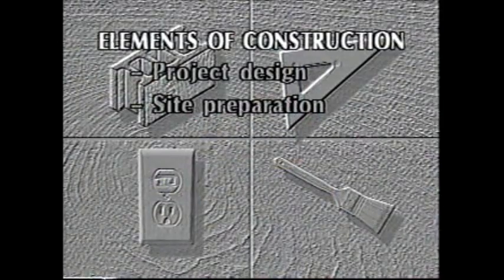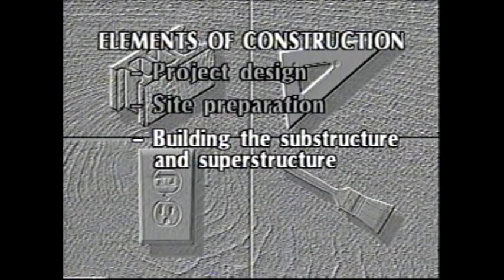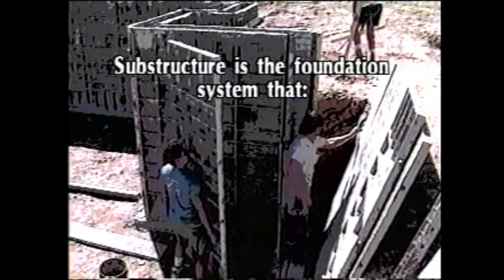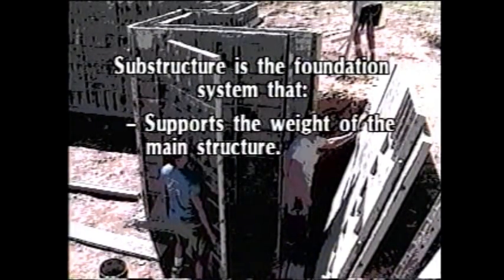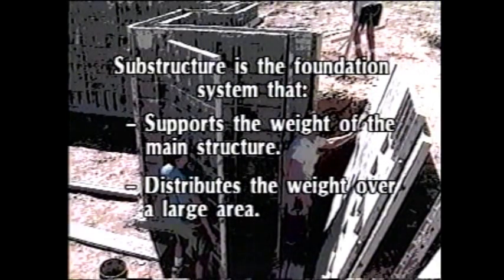Well, everything I've heard so far sounds okay, but my teacher also wants me to talk about how buildings are put together. Well, first you have to realize that there are 2 parts to any type of structure: the substructure and the superstructure. What are those? Basically, the substructure is the foundation system that not only supports the weight of the main structure, but distributes this weight over a large area.